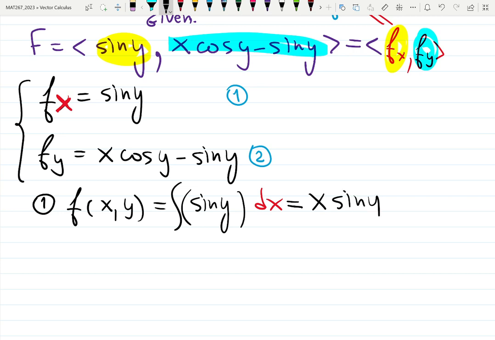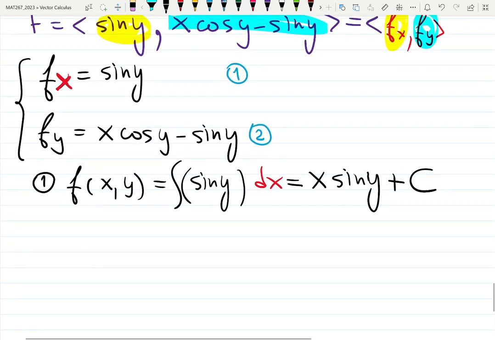So what is the integral of sine y with respect to x? X sine y. Correct? Something is missing? Plus c. And this is where the book makes it different. You can check how they're doing it. C is not just a constant here. C can depend on y, because the derivative of a function of y with respect to x is also 0. But I don't care. I just write down plus c. Let's do the second term.